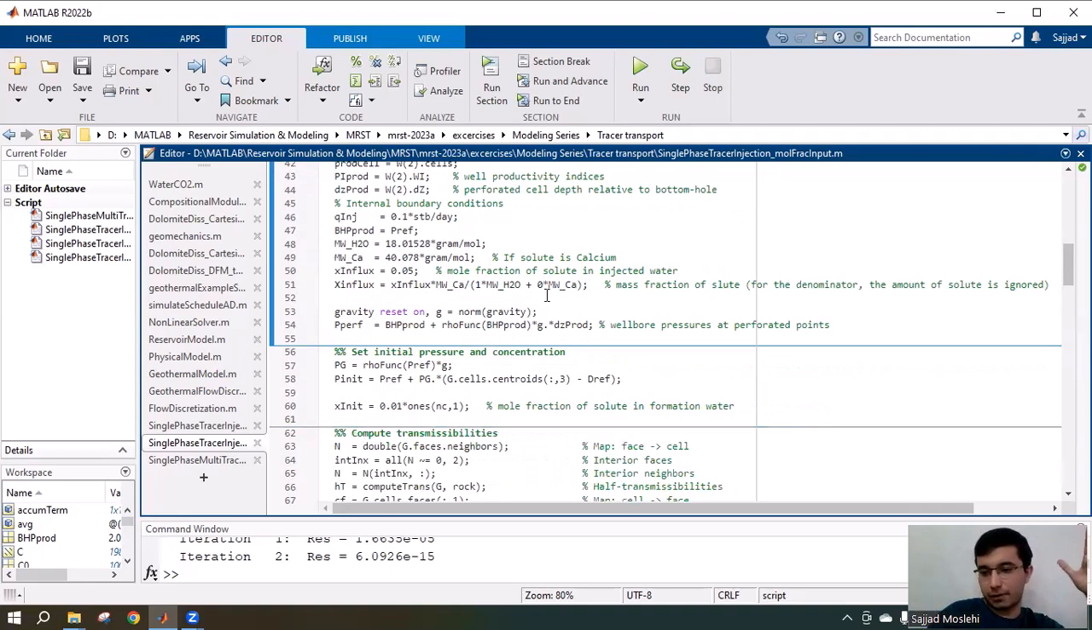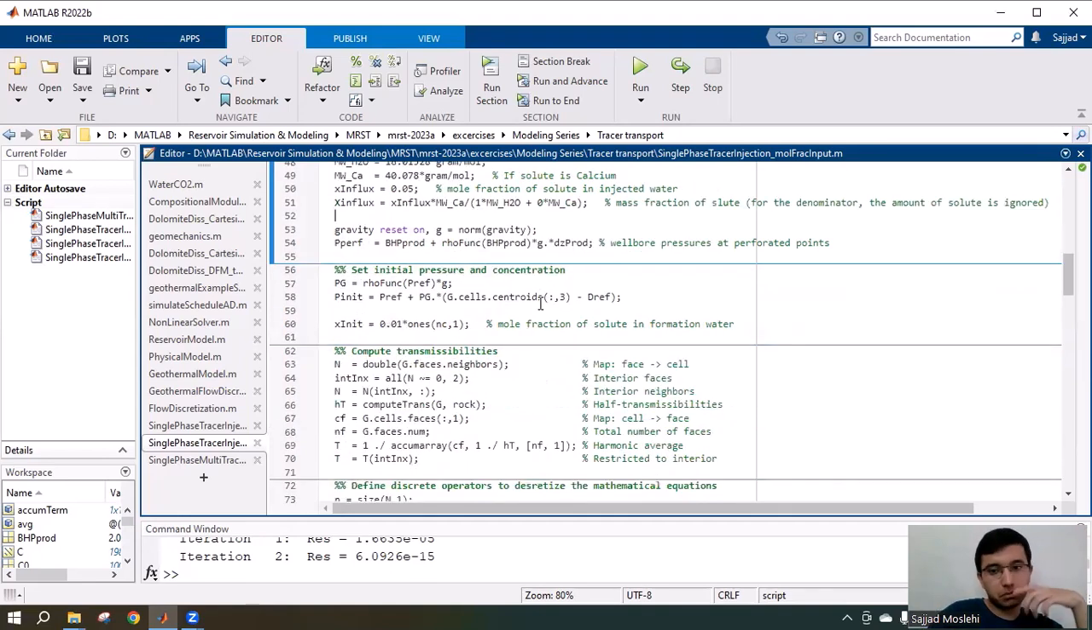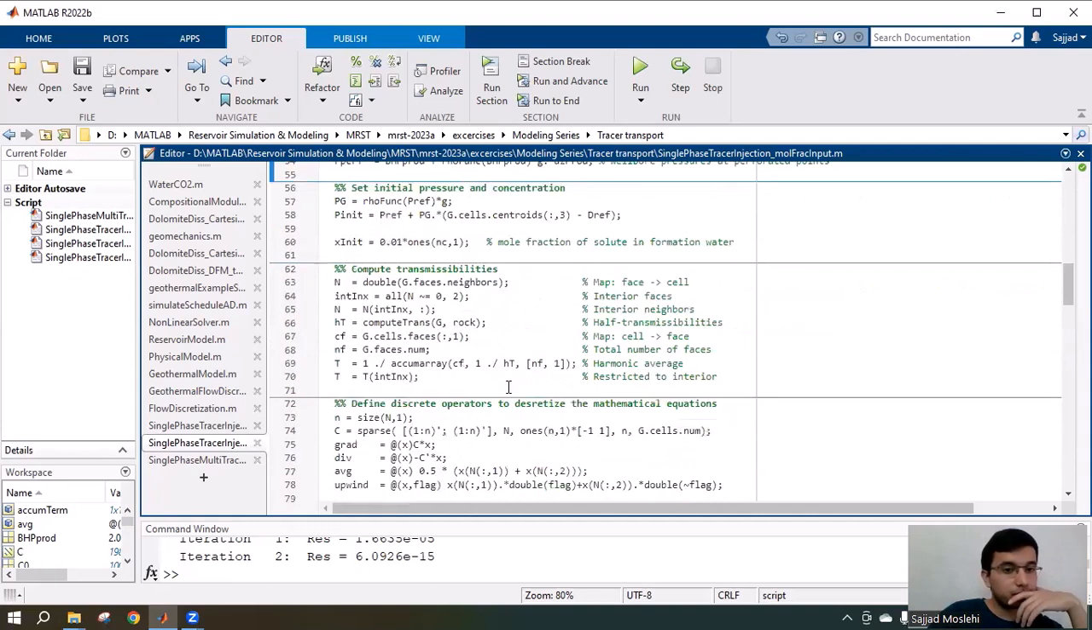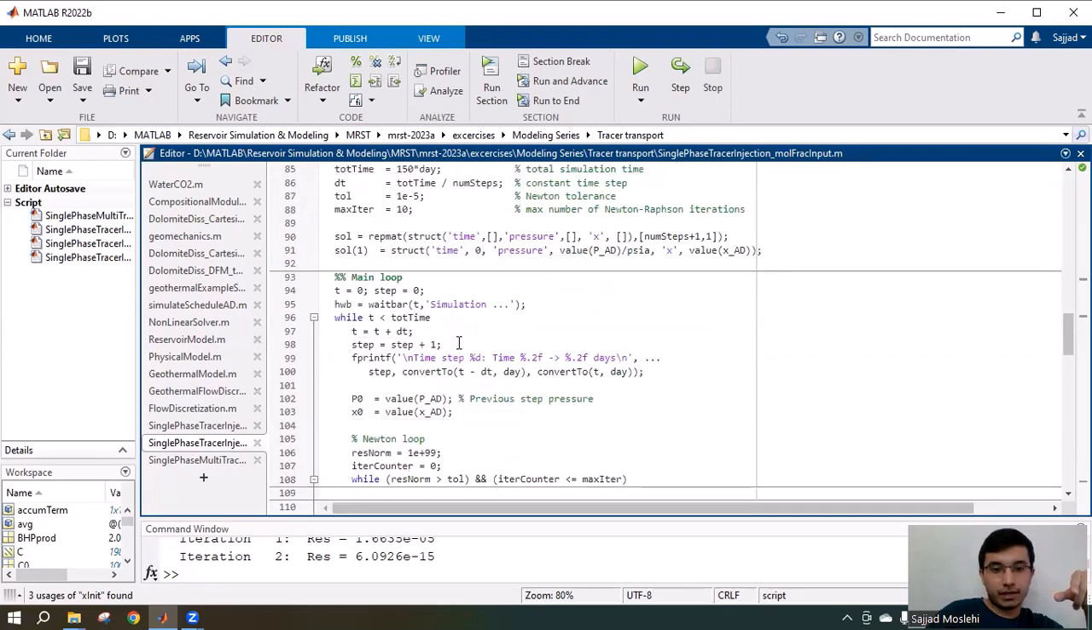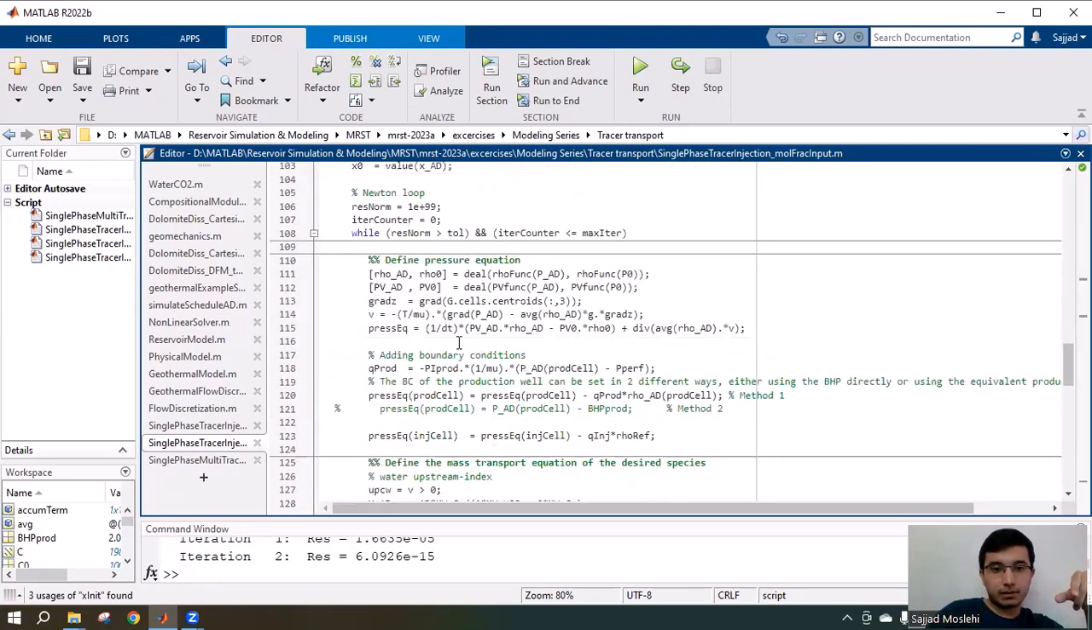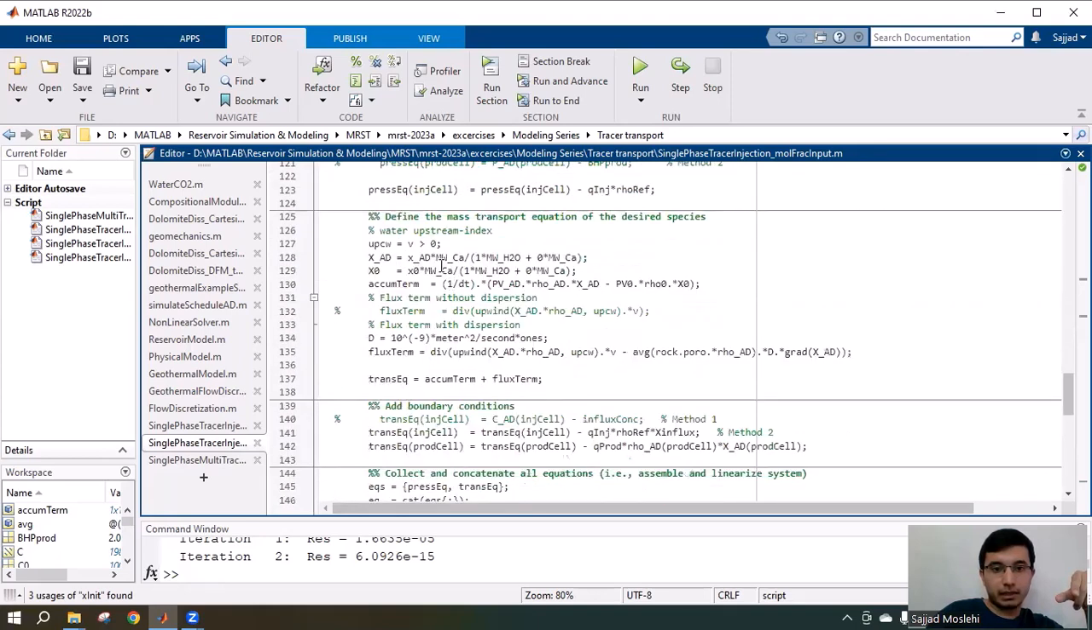It's not gonna create a lot of error, but maybe I'd better use it. For the initial concentration of the tracer in the formation water, we have 0.01. Great. And let's talk about the mass transport equations. Here, for each time step, we need to update the values of mass fractions. So I have written these things, which is the same as the one I talked about here.